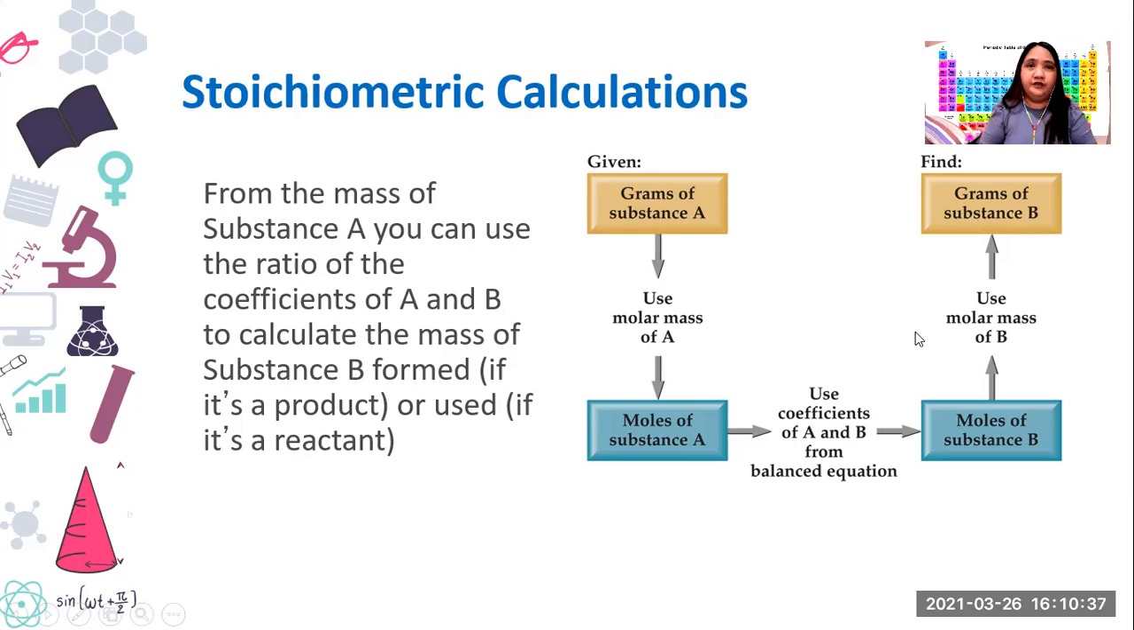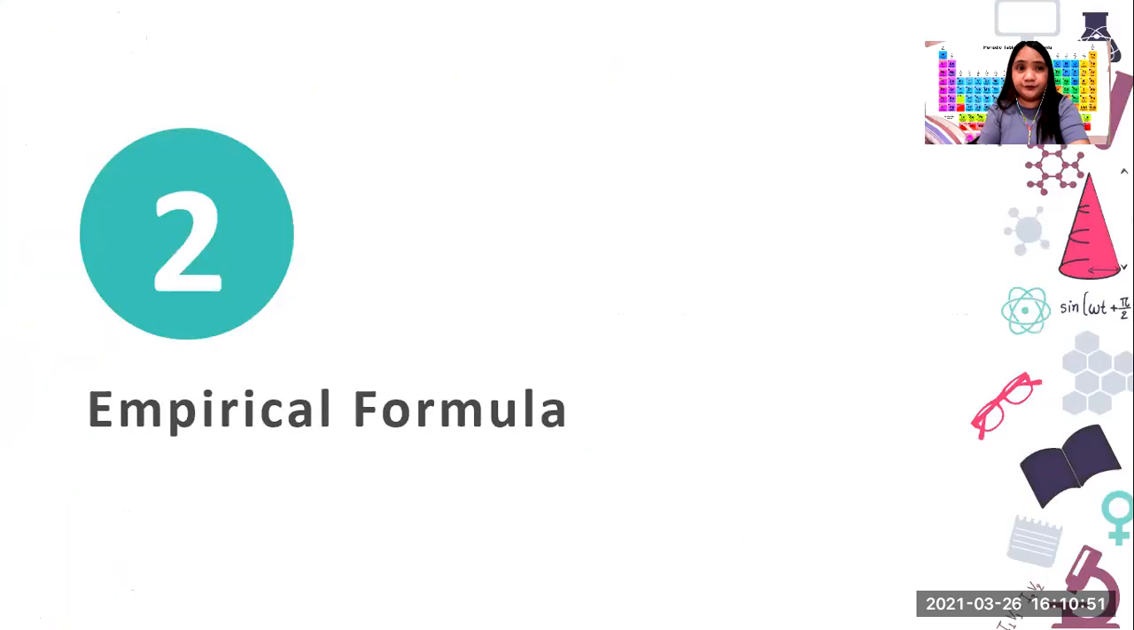It's always important to understand the importance of a balanced equation because that's where you'll get the molar ratio of each element in that compound. That's very important, that it is a correct and balanced chemical reaction.